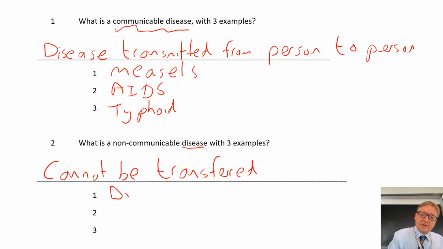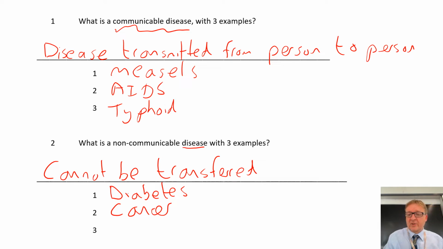First example is diabetes. Obviously you can be born with diabetes, type 1 diabetes, or you can get type 2 diabetes that can develop in later life, often due to your lifestyle. Cancer. Cancer cannot be transmitted, whatever sort of cancer it is. Another one is Alzheimer's. Now, I generally hope I've spelt that right. Again, something that develops usually later on in life, but can be earlier.